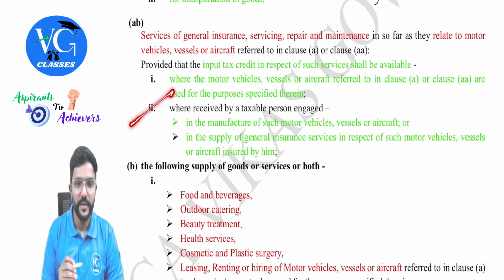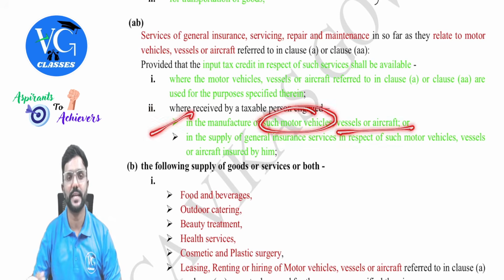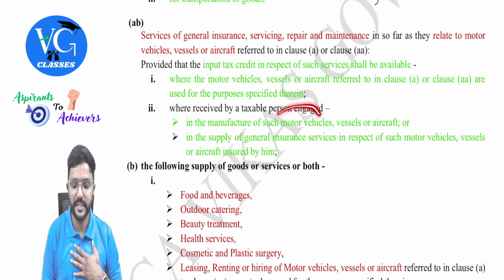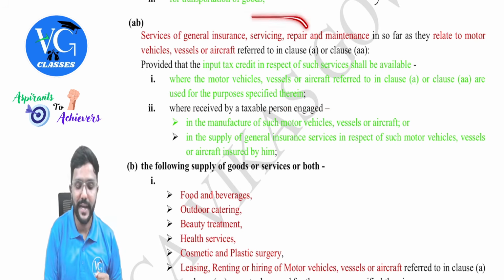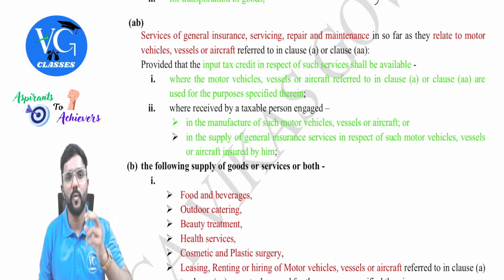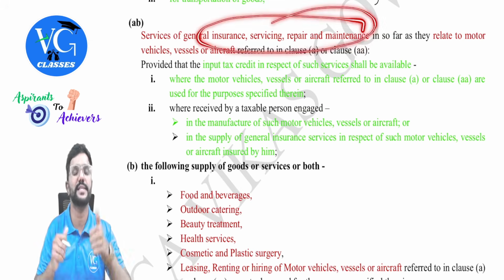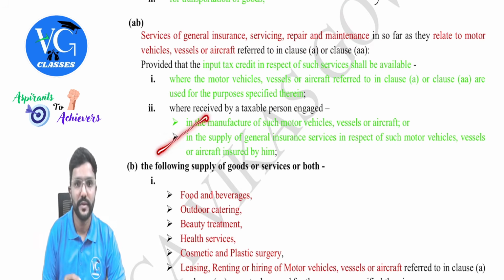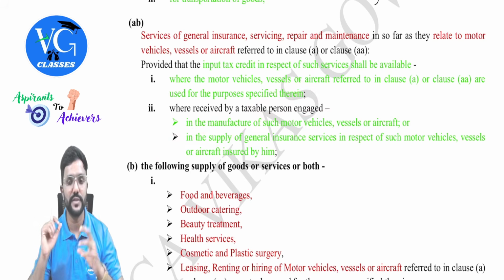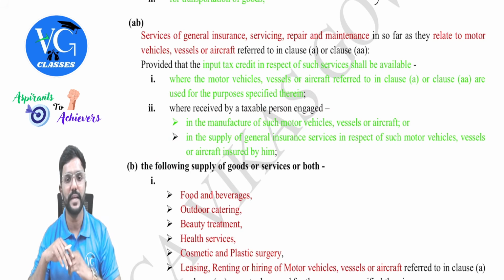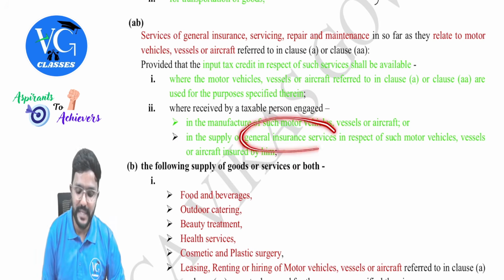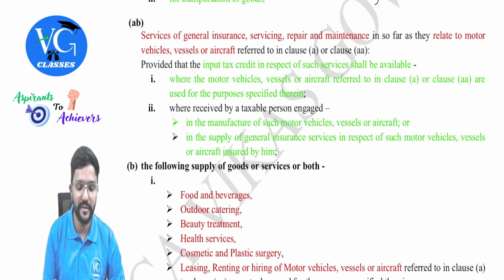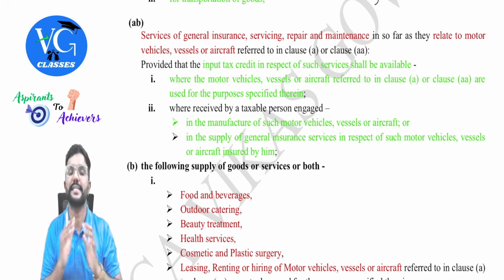Next, services received by a taxable person who is engaged in the manufacture of such motor vehicles, vessels or aircraft. So assume I am Tata Motors, engaged in the manufacture of motor vehicles. If I take any of these services, is credit available for whatever GST I have paid on these services? Yes, credit is available. Even if I am a manufacturer of vessels or aircraft. Next, if the taxable person is engaged in the supply of general insurance services in respect of such motor vehicle, vessels or aircraft insured by them. So if the recipient is engaged in the business of general insurance, if they have taken any of these services on which they have paid GST, credit is available.